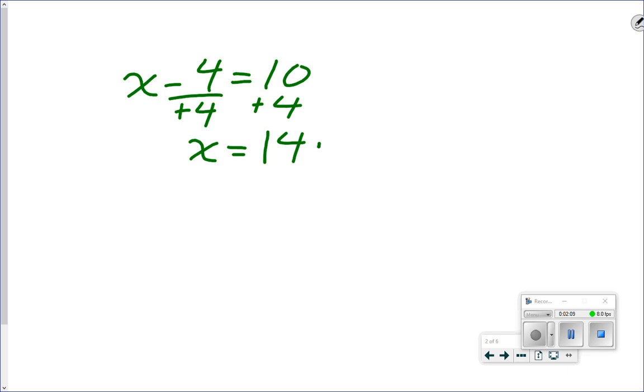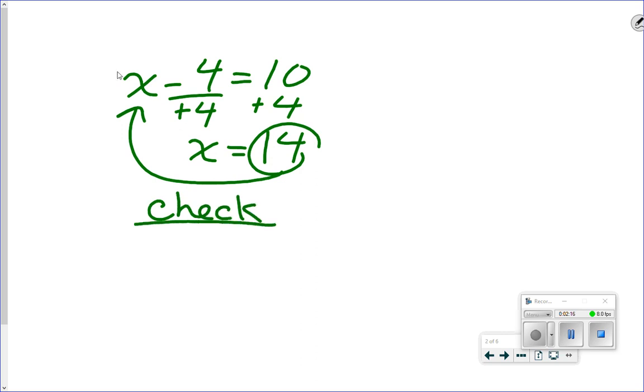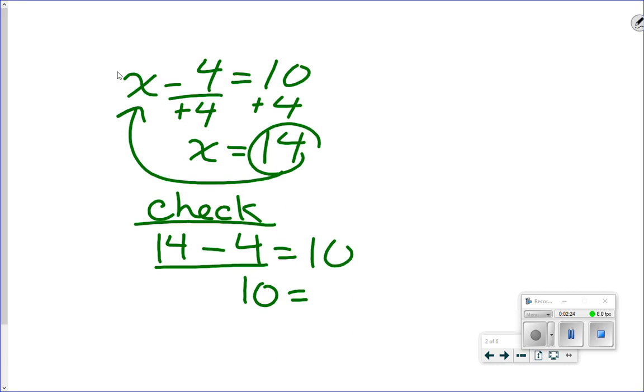And you can always check your work. I won't show the check on every one of these since this is just a review, but in order to check, if you think x is 14, you just replace the x in the original problem with 14, and you check to see, does 14 minus 4 actually equal 10 like it's supposed to? If it does, you did it correctly.